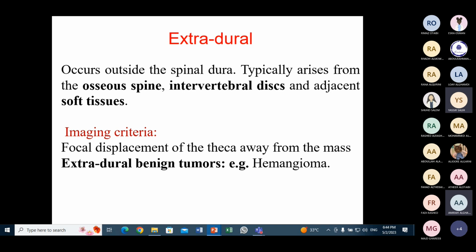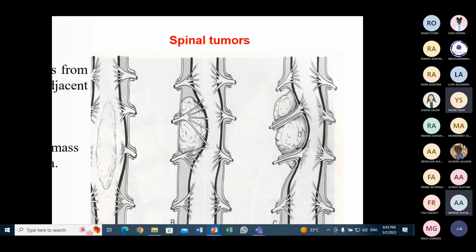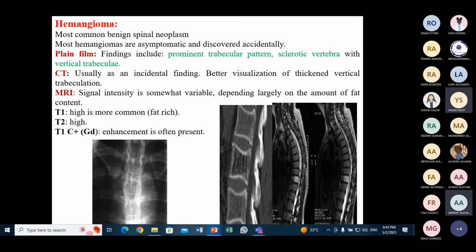Now, extradural means it could be from the bone, intervertebral disc or the soft tissue. The imaging criteria, as we said, show displacement of the cecal sac away from the mass, as we explained. An extradural tumor always causes compression of the cecal sac away from the tumor like this. This is the extradural tumor.